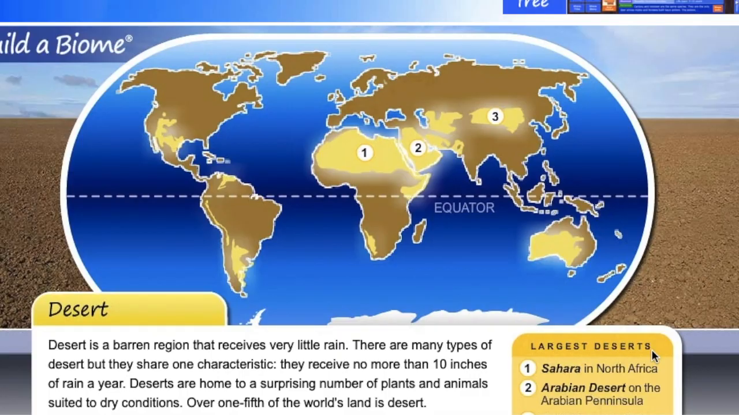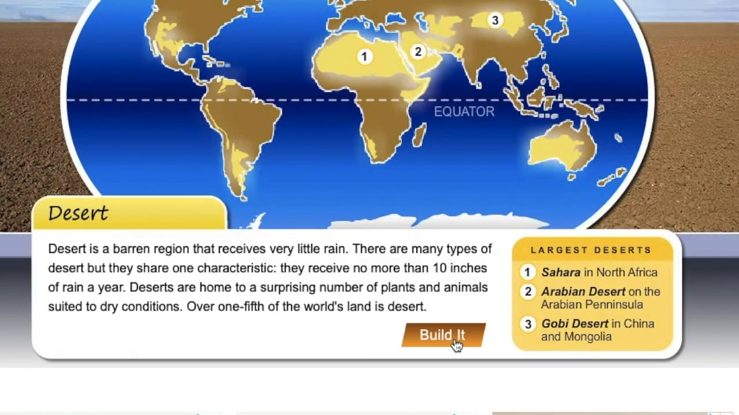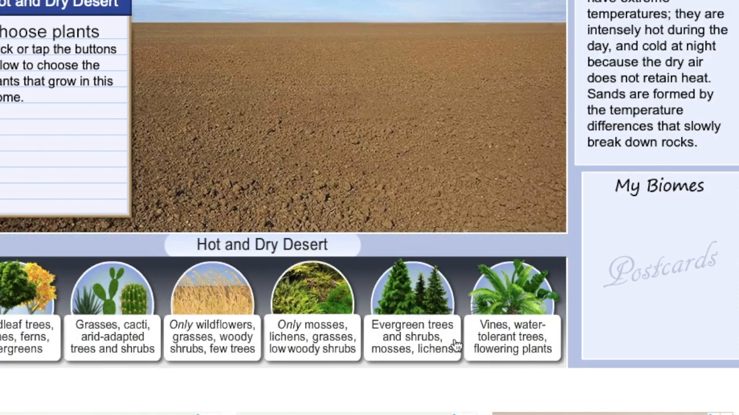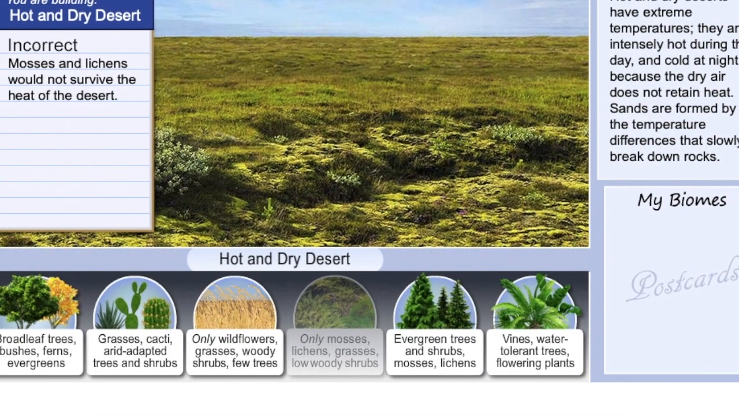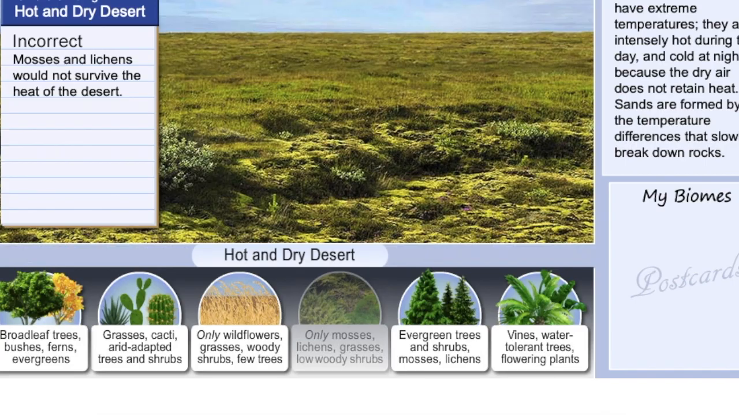So then I would have them choose build it, and we'd move on, and maybe I'd have them say mosses, just because I know that's a wrong answer, and we talk about why it's a wrong answer and why these types of organisms don't live there, and then select the right answer and talk about why that's correct. And this goes on.